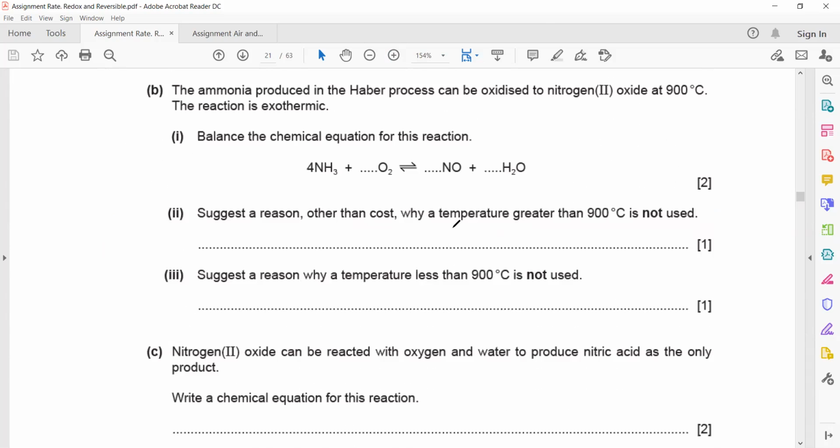Okay, in this question, ammonia is produced in the Haber process and can be oxidized. Oxidized means oxygen is added to form nitrogen dioxide at 900. The reaction is exothermic. Balance the equation. What will be the balance, the numbers here? What will be the balanced equation for this?